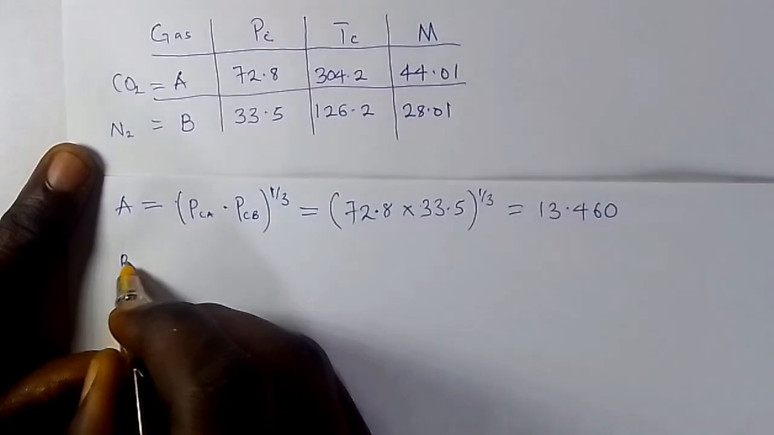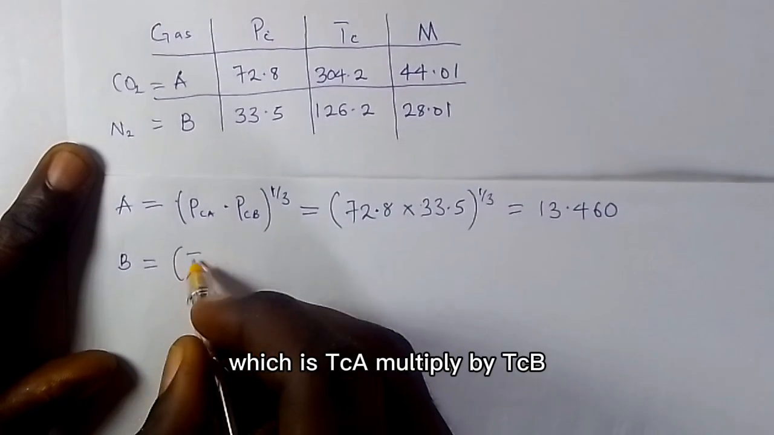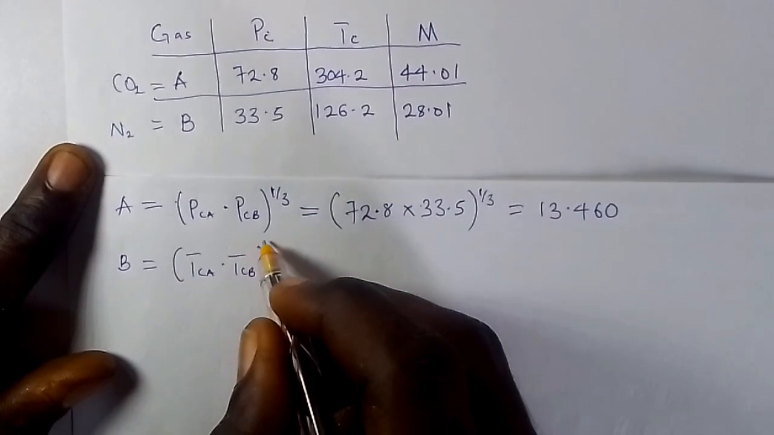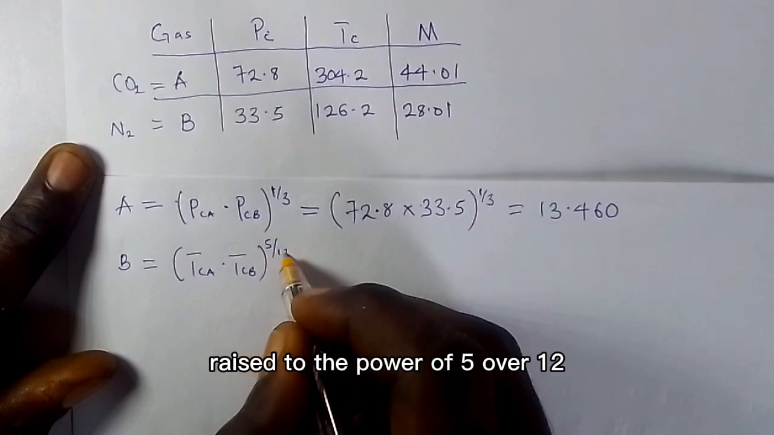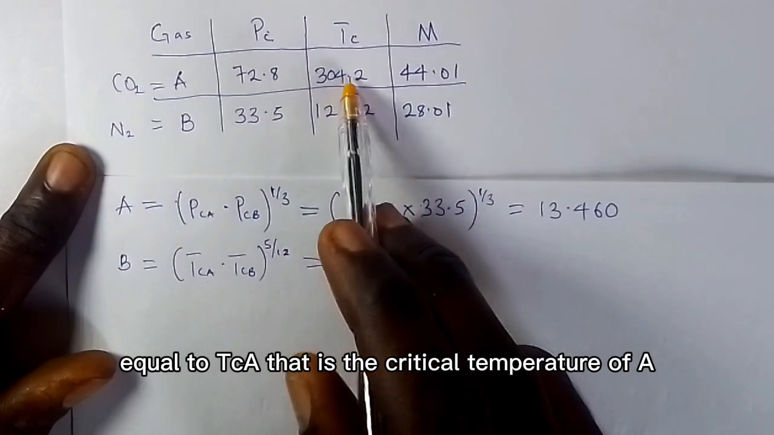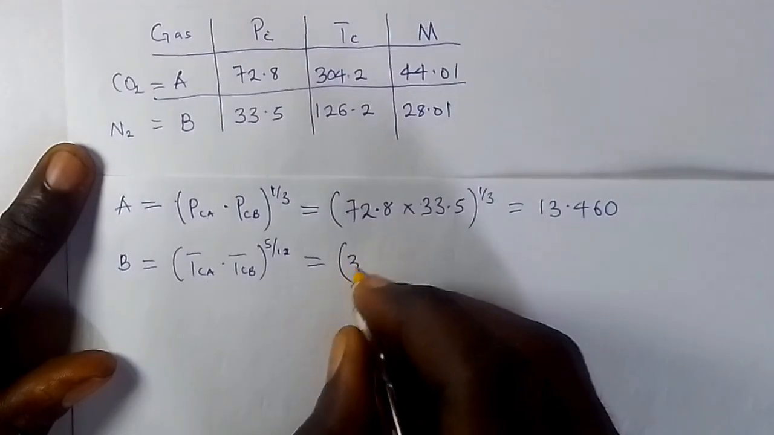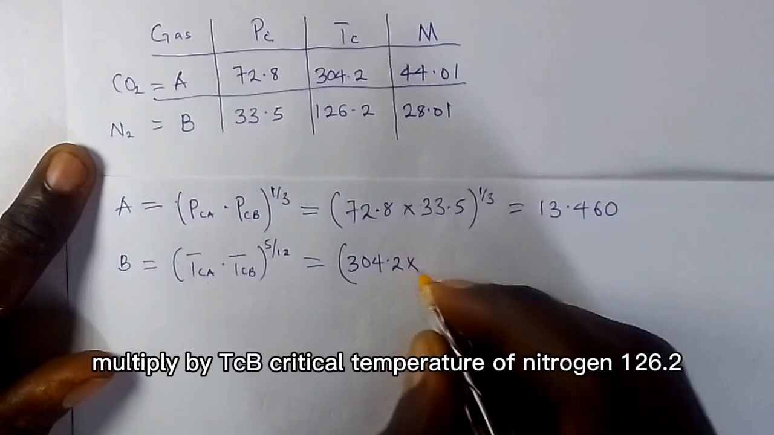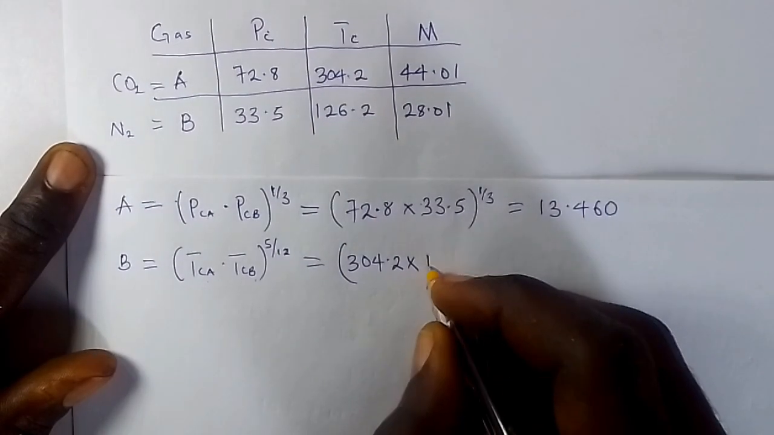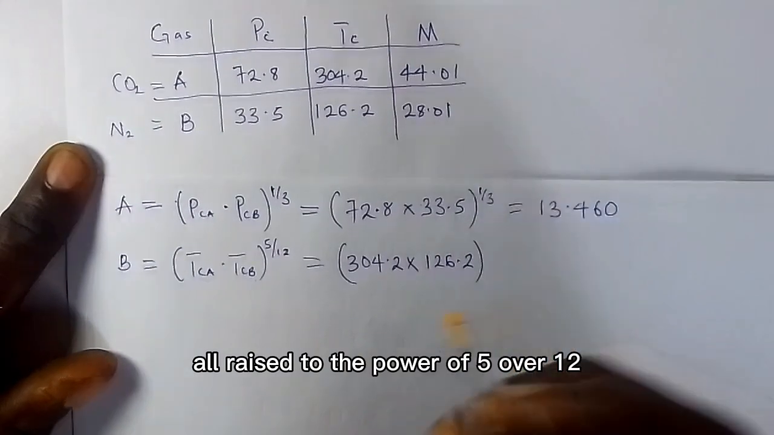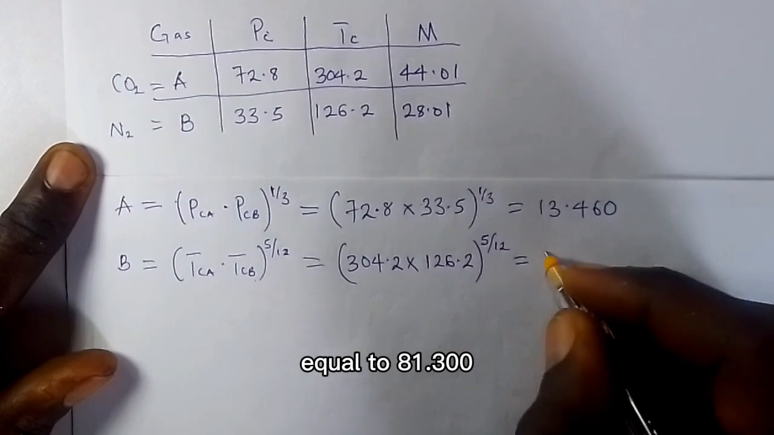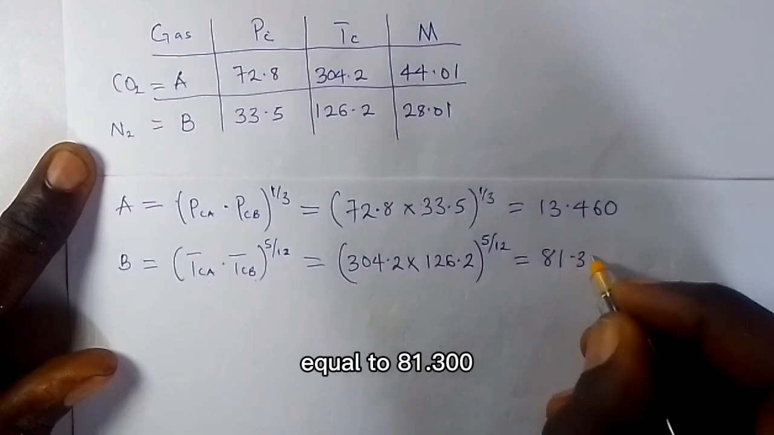Next is to get our B, which is TCA multiplied by TCB, all to the power of 5 over 12, equal to TCA, that is the critical temperature of A, 304.2, multiplied by TCB, critical temperature of nitrogen, 126.2, all to the power of 5 over 12, equal to 81.300.